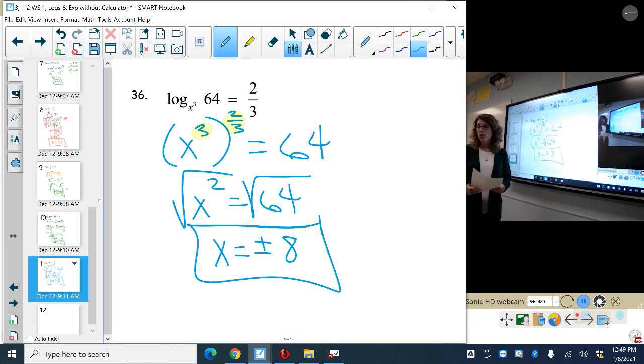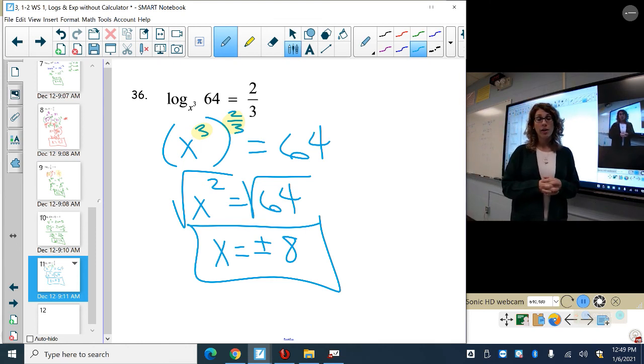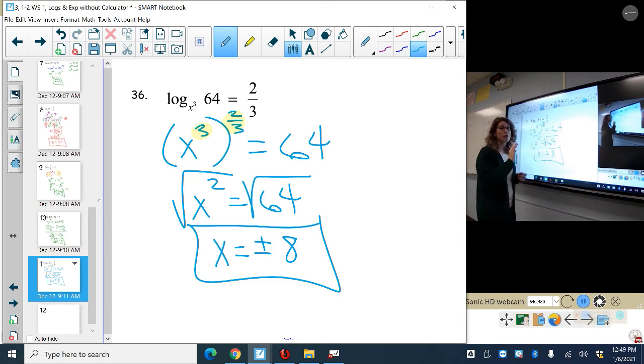So what I've just taught you today is how to do exponential and logarithmic equations without using a calculator. Tonight's homework is going to be for you to finish this worksheet.